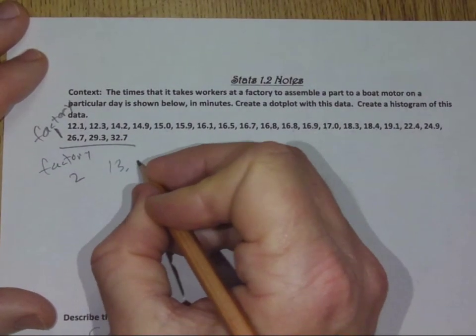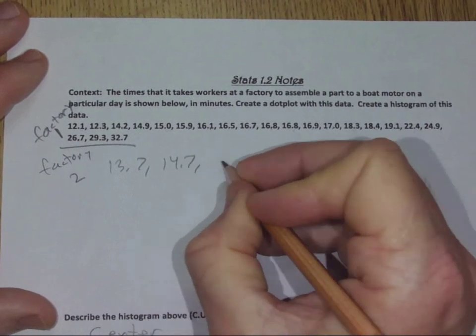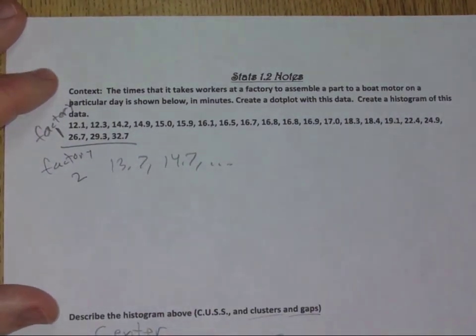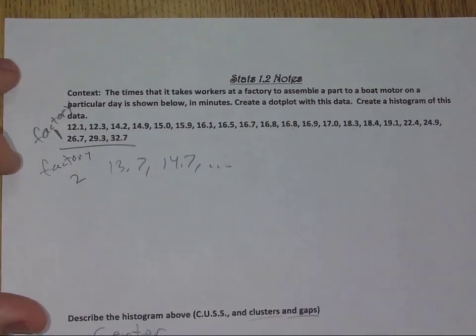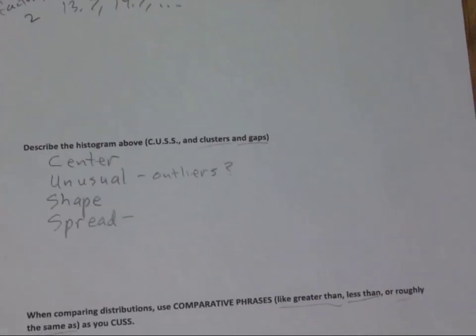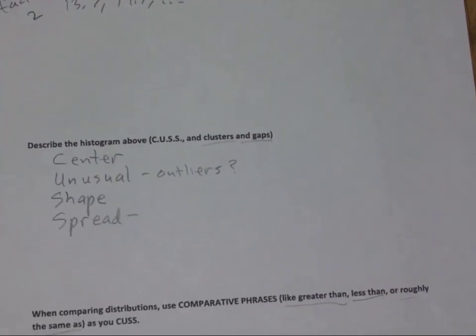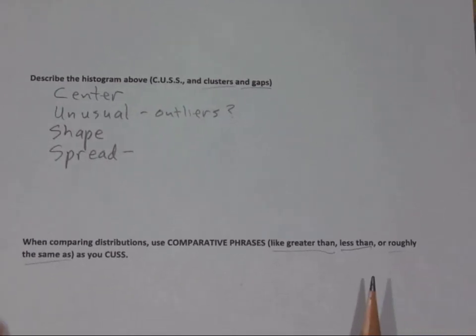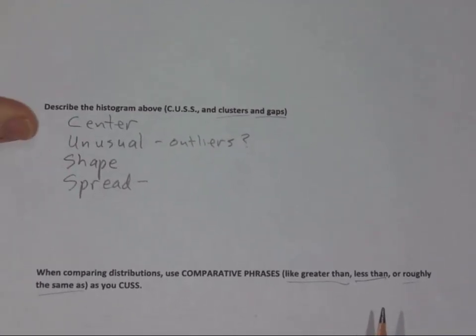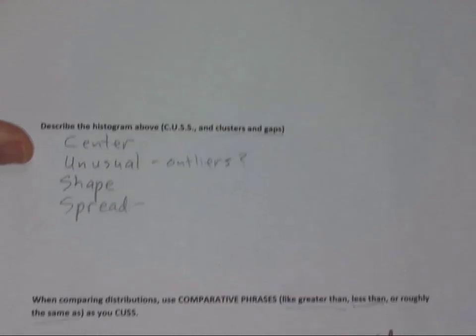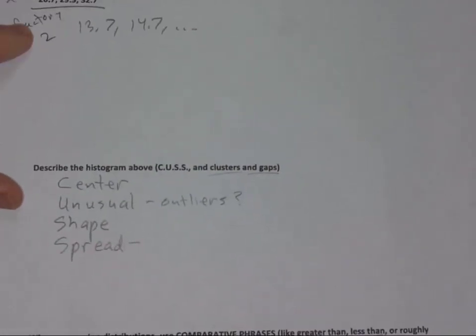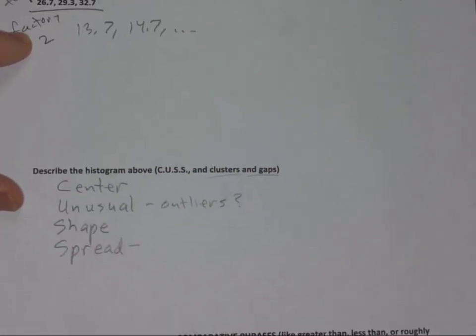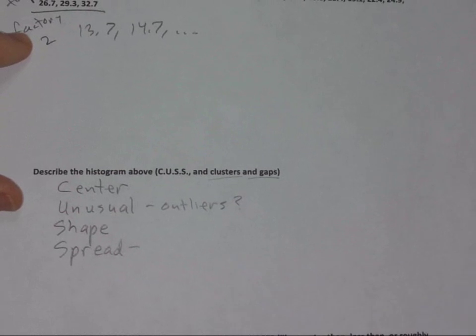This factory's times are this: 14.7, dot, dot, dot. They give you another list of numbers and ask you to compare them. So what you would do is discuss using comparative phrases. In other words, you would say the center of factory 1 is around 20, which is greater than the center of factory 2, which was around, let's say, 18.5, or whatever its center is.